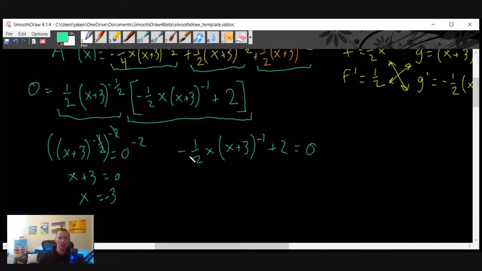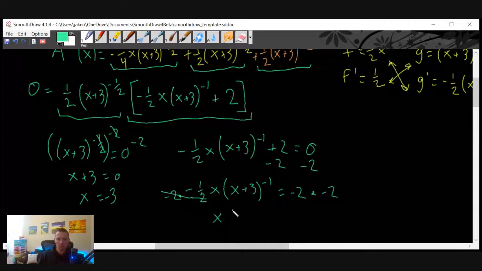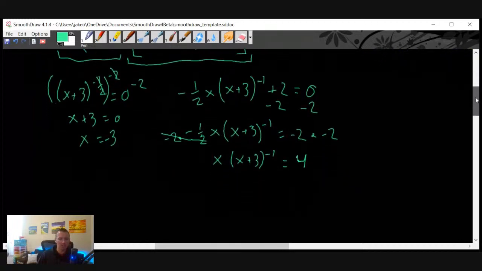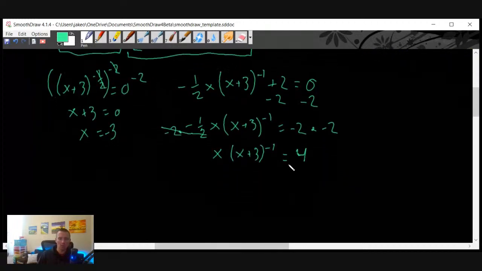Okay, and then over here, we're going to subtract 2 to the other side. So negative 1/2 x times (x + 3)^(-1) equals negative 2. Multiplying both sides by negative 2 to cancel that there gives us x times (x + 3)^(-1) equals 4.